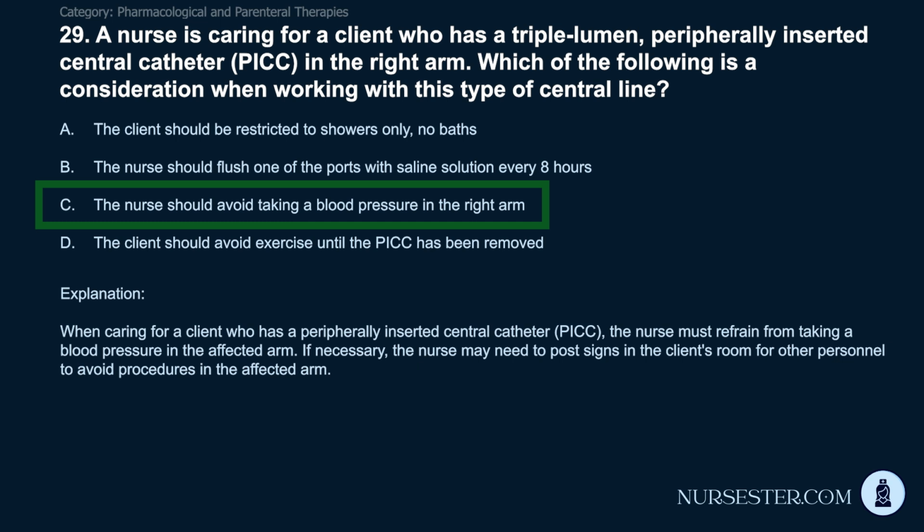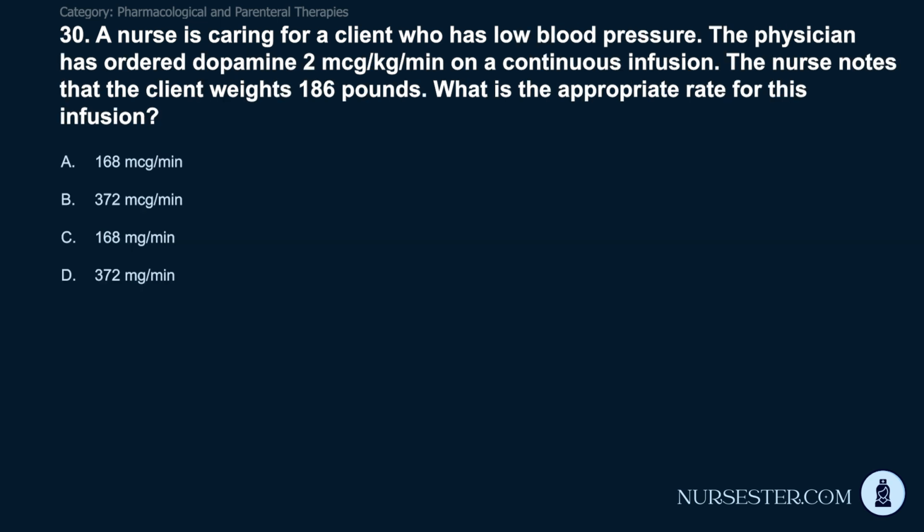When caring for a client who has a peripherally inserted central catheter, PICC, the nurse must refrain from taking a blood pressure in the affected arm. If necessary, the nurse may need to post signs in the client's room for other personnel to avoid procedures in the affected arm.